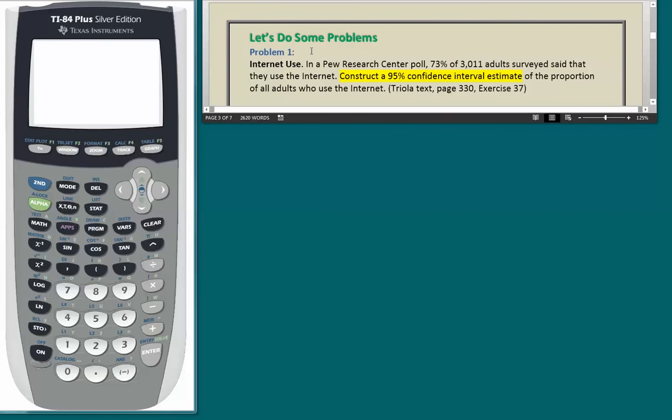Okay, let's do a problem. And here is what I call problem 1, internet use. In a Pew Research Center poll, 73% of 3,011 adults surveyed said that they use the internet. Construct a 95% confidence interval estimate of the proportion of all adults who use the internet. This problem is taken right from the Triola text, page 330, exercise number 37.